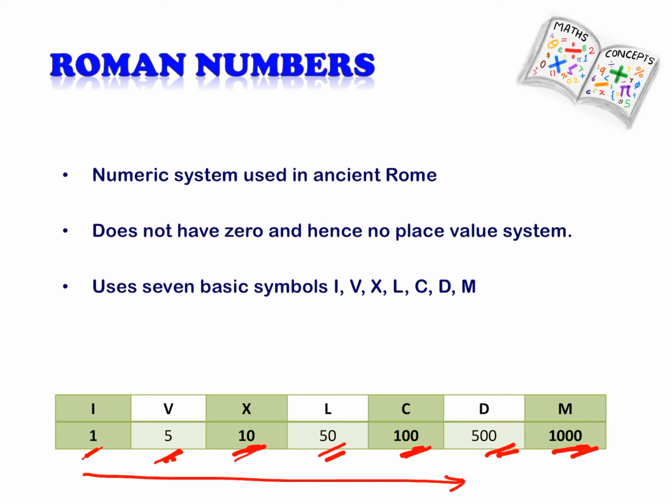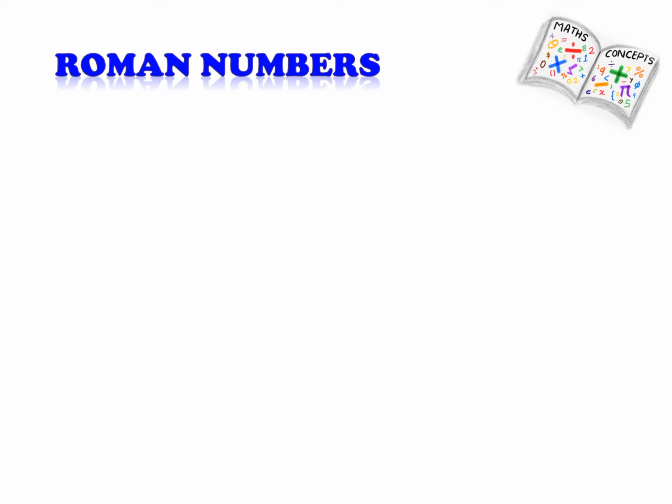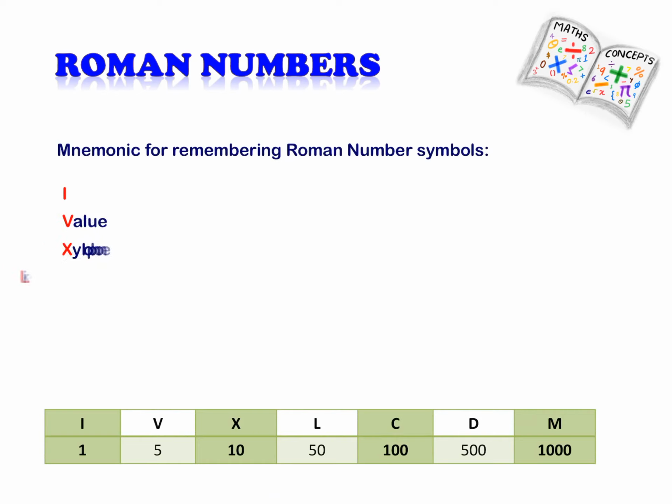Now to remember the sequence of these symbols, there is a mnemonic quite popular on Google, which is "I value xylophone like cows do milk." If you see, the starting letter of each word gives you the Roman numeral symbols. So if you remember this sentence, you will be able to remember the sequence of these symbols.